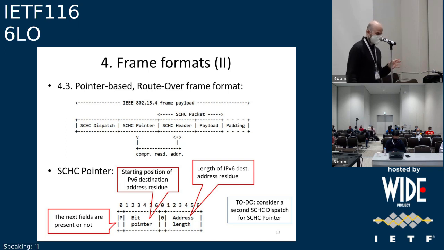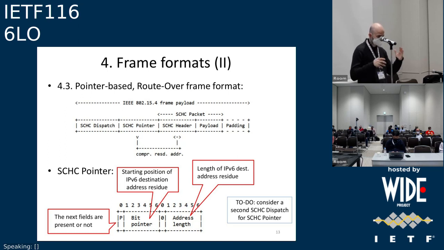About the SHIC pointer, currently it has the format that you can see at the bottom of the slide. The first bit of that is a P bit, which indicates whether the next fields would be present or not. The second field is the bit pointer, which indicates the starting position of the IPv6 destination address residue in the SHIC compressed header. After that, currently there's a 0. However, perhaps this could be used for future functionality. And the last field is the address length. Actually, it corresponds to the length of the IPv6 destination address residue. So this is the format that we are considering so far.